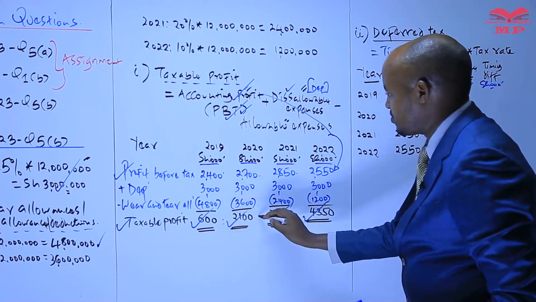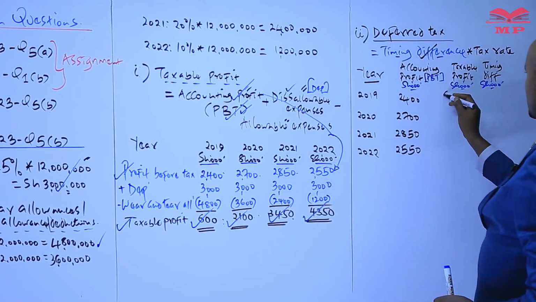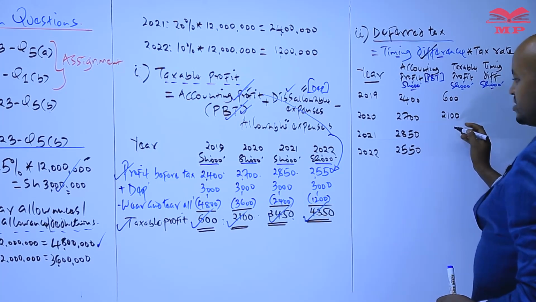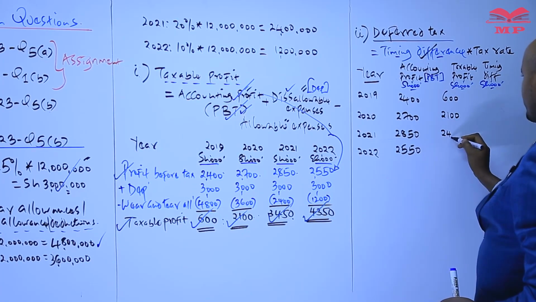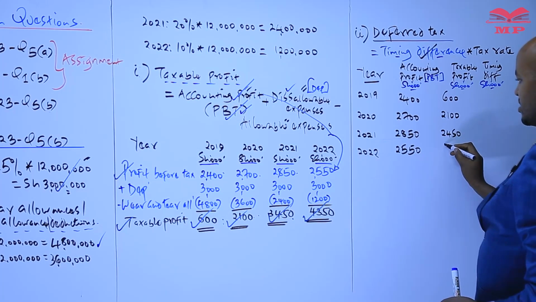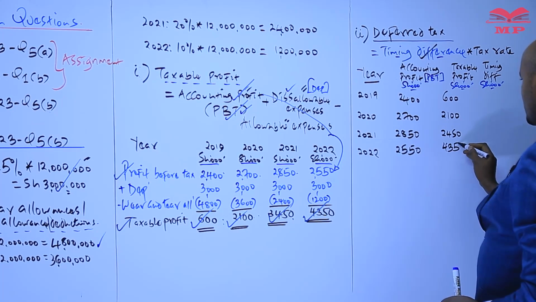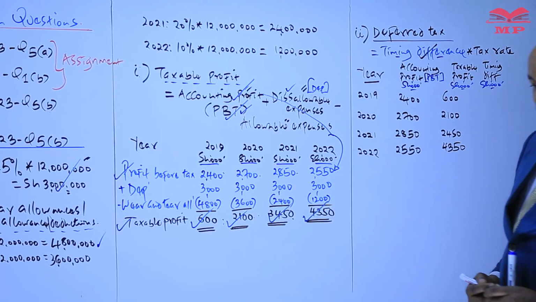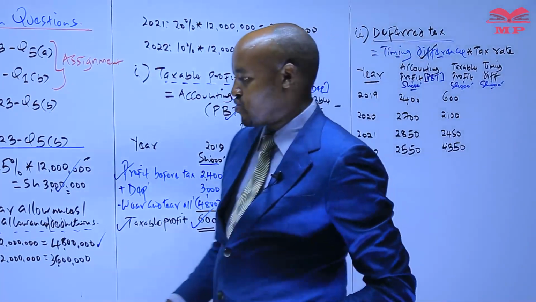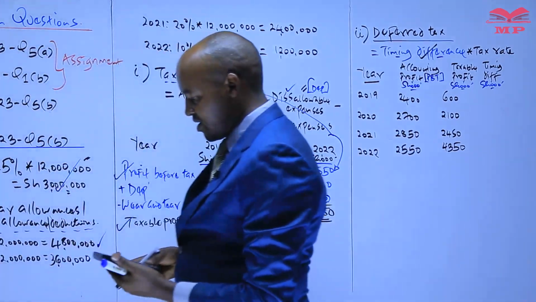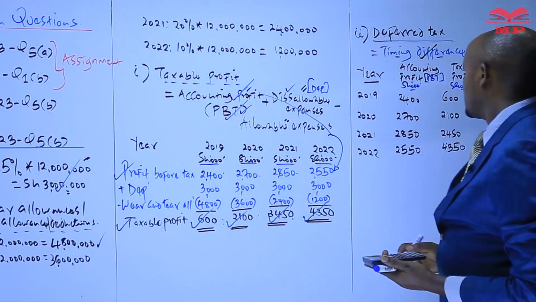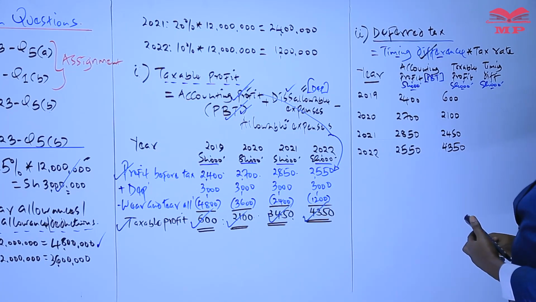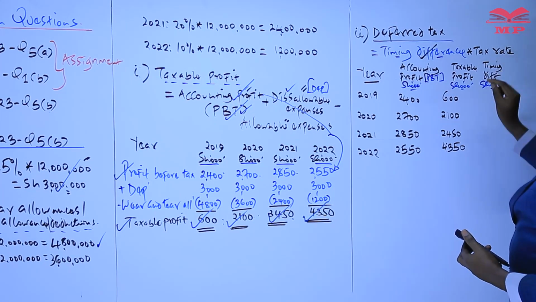The taxable profit is what you have computed here: 600, 2100, 24.50, and then 43.50. So what we just need to do here is to get the difference between those two figures, the accounting profit and taxable profit, and the difference will be the timing difference.